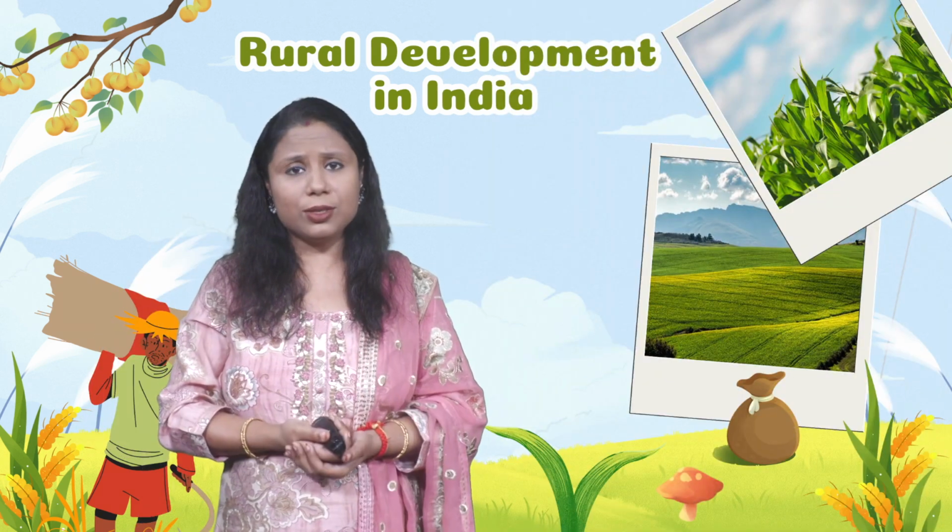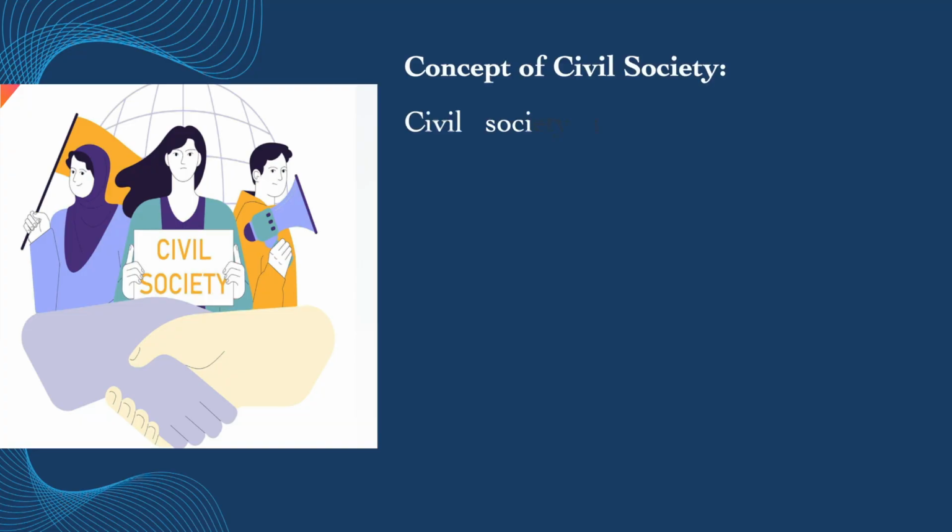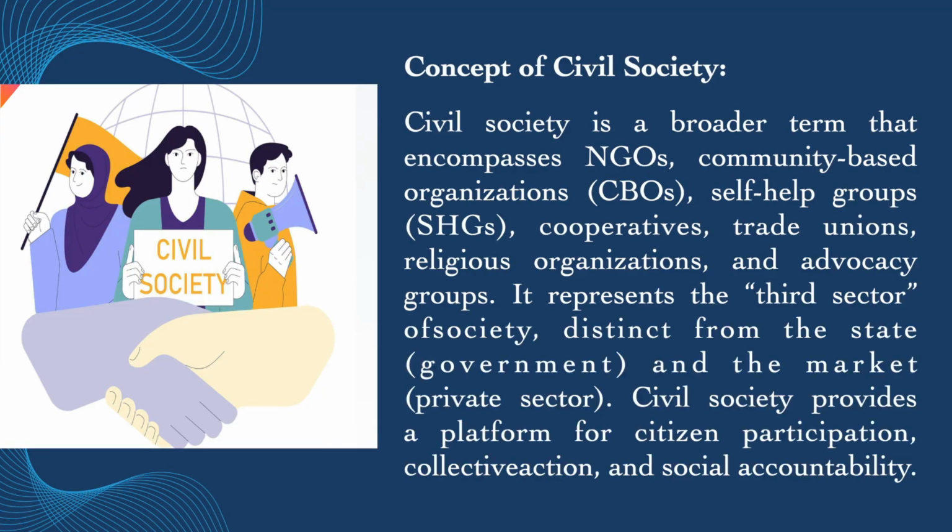Now, coming to civil society, it is actually a broader term that encompasses NGOs, community based organizations, self help groups, cooperatives, trade unions, religious organizations, and also advocacy groups. So it is a broader category incorporating all these different types of organizations, and it usually represents the third sector of the society, distinct from the state, that is the government, and the market, that is the private sector.